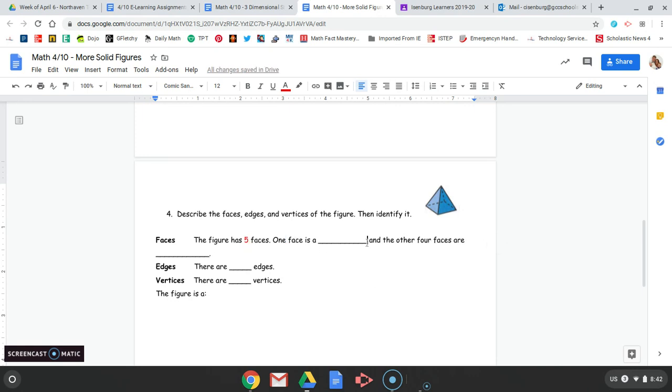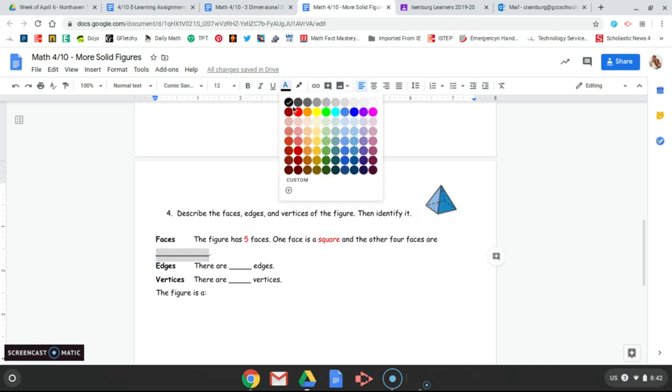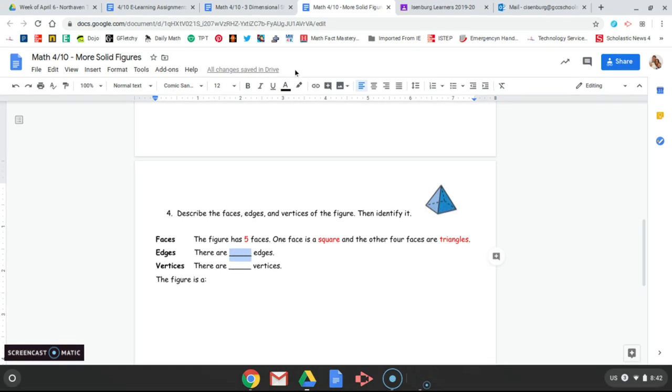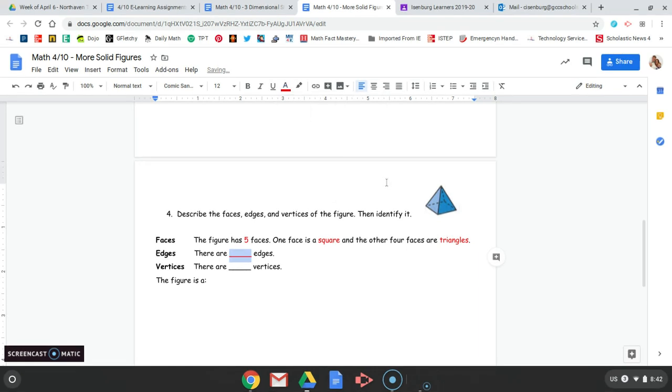So what's one of the faces shaped like? So one face is a square, because the bottom one is the only one that's different. So one is shaped like a square. The other 4 faces are what shape? Triangles. All right. Edges. How many edges are there? You can pause and count. Okay, I see 1, 2, 3, 4 going up to the top, and then on the bottom we have 5, 6, 7, 8 around the edge of the square, so that would be 8 edges total.